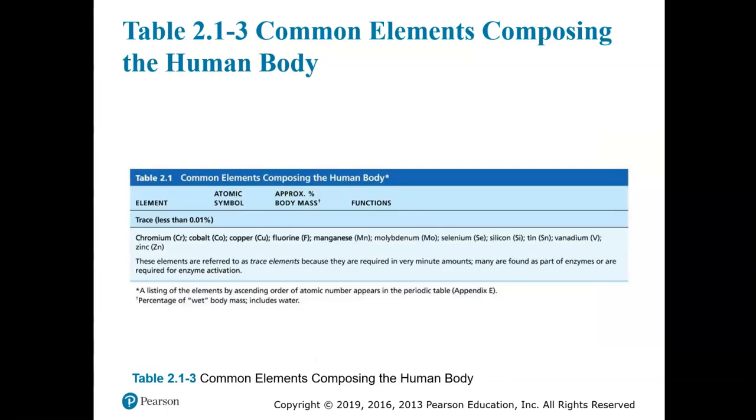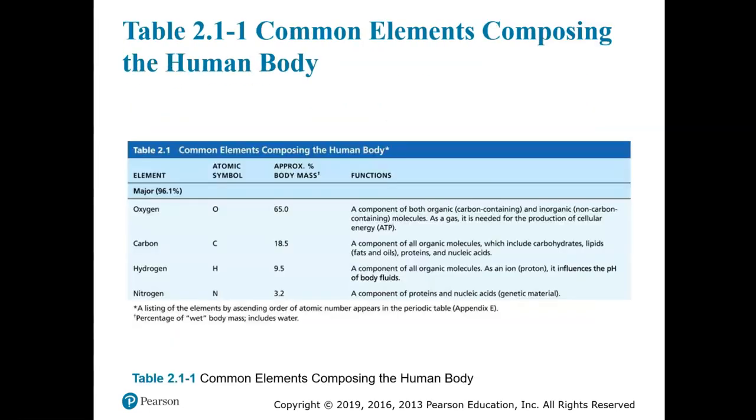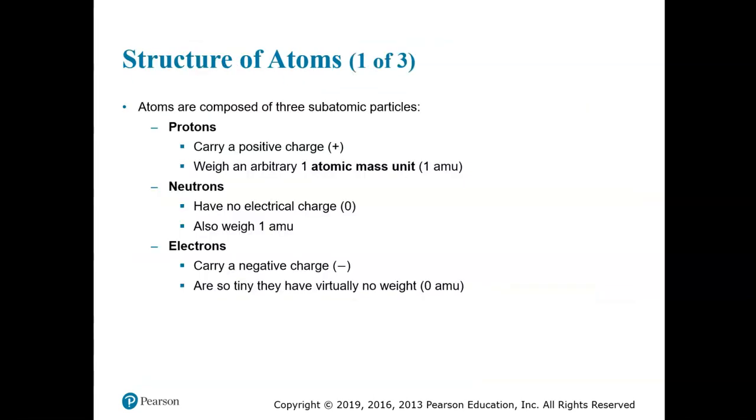transporting oxygen. Now, we also have some trace elements, and a lot of these are minerals: chromium, cobalt, copper, fluorine, manganese, molybdenum, selenium, silicon, tin, vanadium, and zinc. You don't have to memorize those. The only ones I want you to know are the 4 most common ones: oxygen, carbon, hydrogen, and nitrogen. You'll learn the others as we go, as they become important in what we're learning.